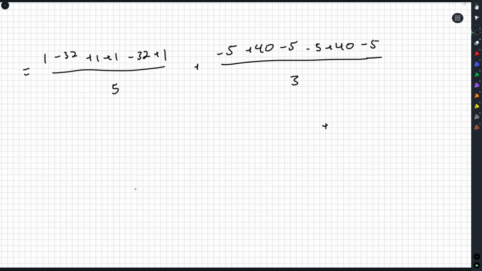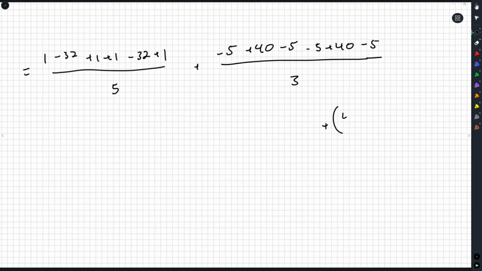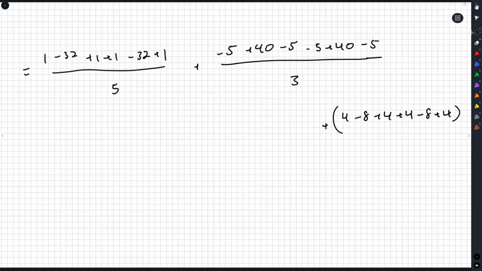That would be the constants. So we've got a 4 minus an 8 plus another 4 minus, so plus another 4. So 4 minus 8 plus 4 plus 4. And that'll be minus another 8 and then plus another 4. If you haven't noticed, there's a little bit of symmetry going on here. So plus a -8 and then minus a 4. So plus that final 4.